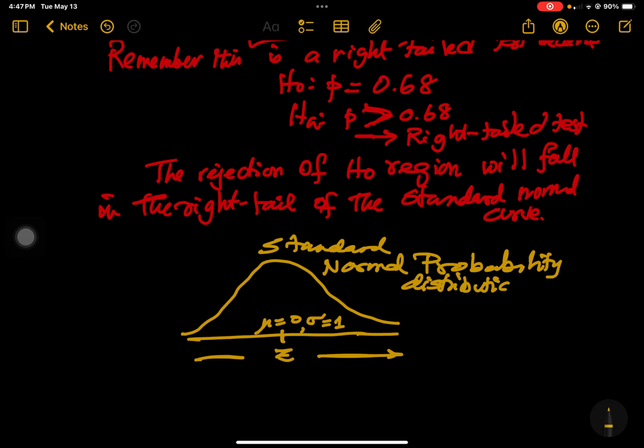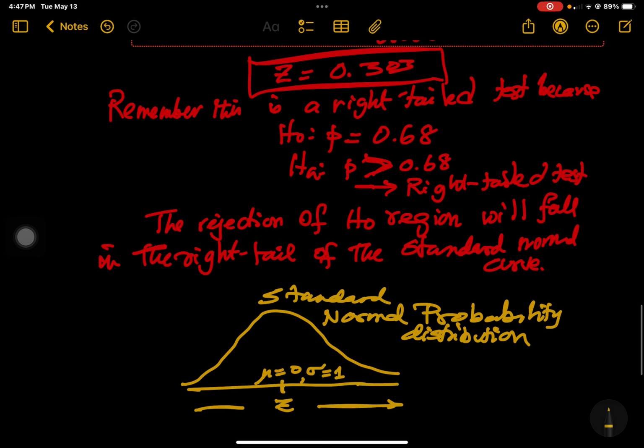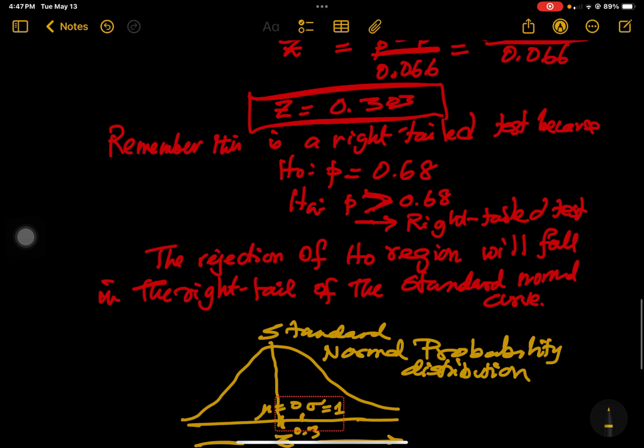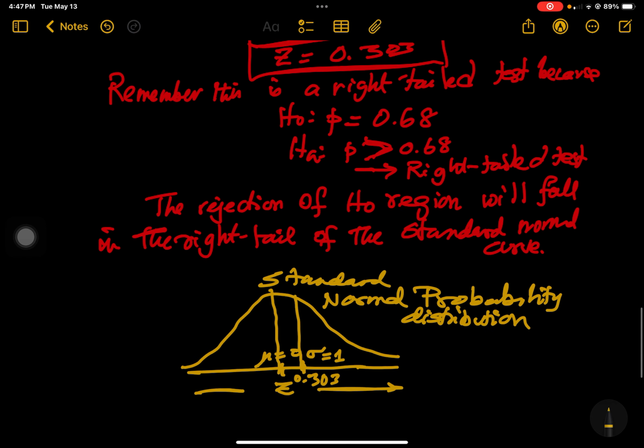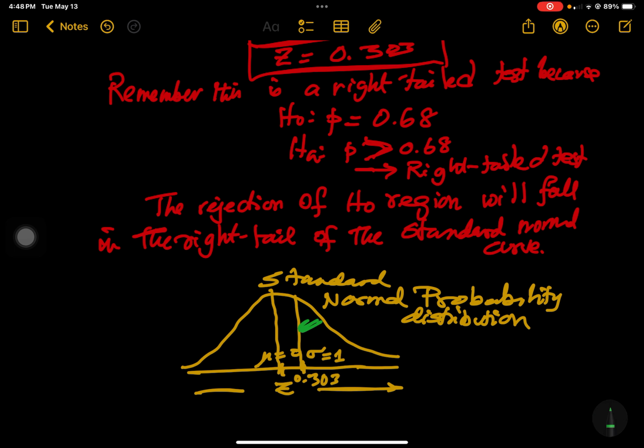What I'm trying to show is where the test statistic, 0.303, falls. At the center I have Z equal to 0, and my test statistic is 0.303, so somewhere over here. I draw a vertical line at 0.303, and if I change the color, this is the area.